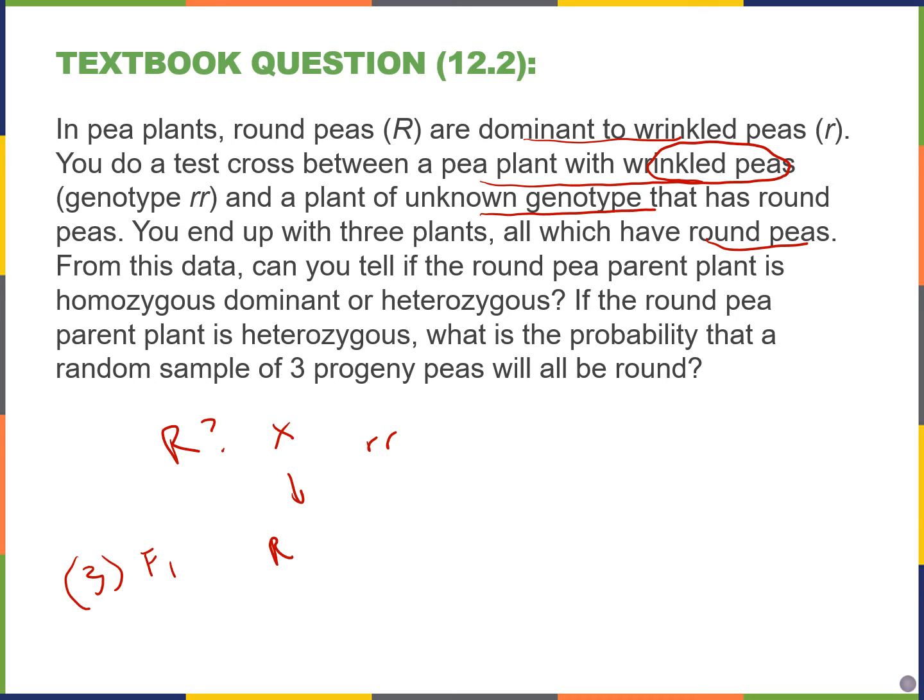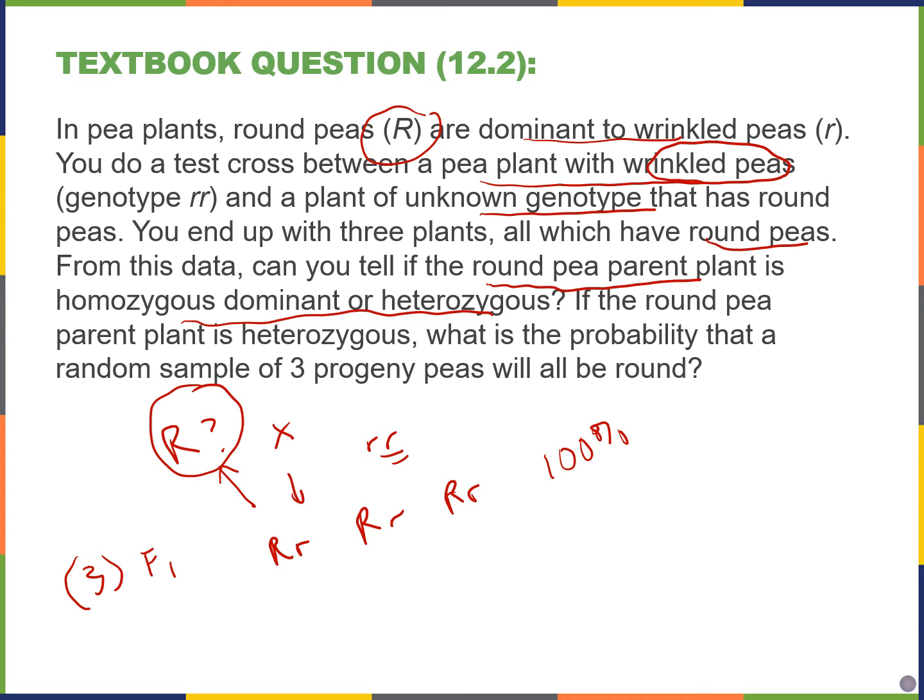So it must be like that, right? Because I know it has to get a small r from the tester, and to be round you have to have at least one big R from this parent. From this data, can I tell if the round pea plant is homozygous dominant or heterozygous? I mean, it is 100% round, and earlier we said this must mean that that's homozygous dominant. But in this case, I can't be sure because that's too small of a sample size. So I still don't know. I would say I'm not certain.